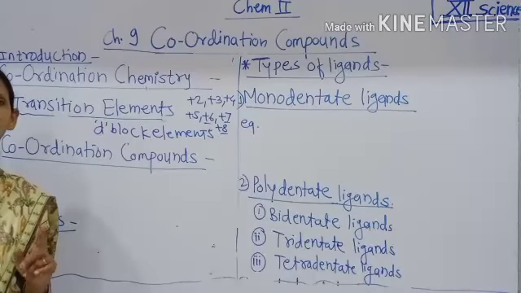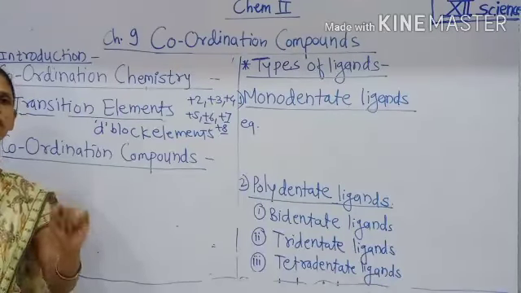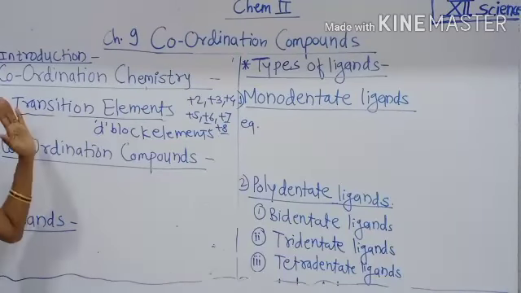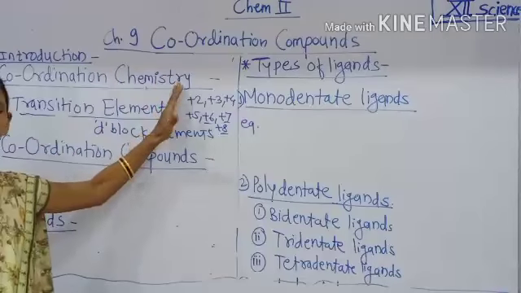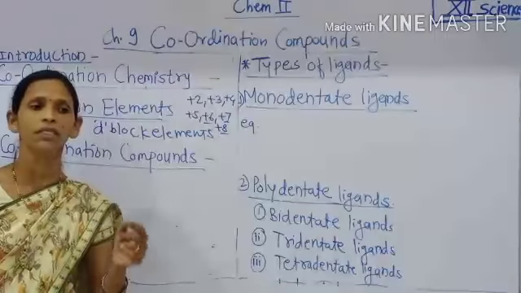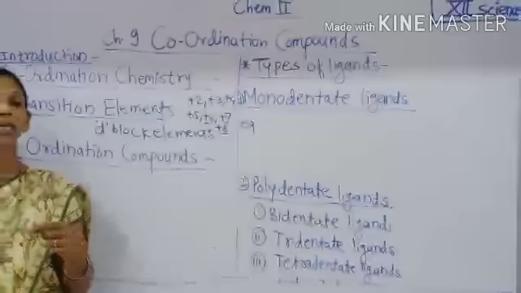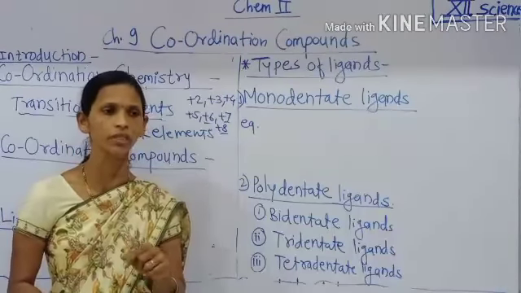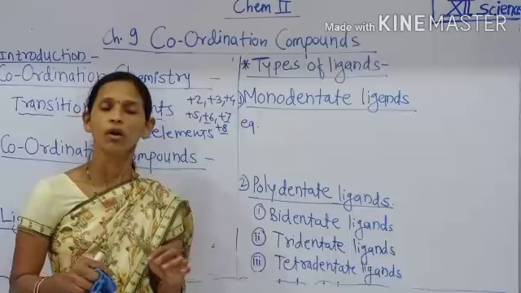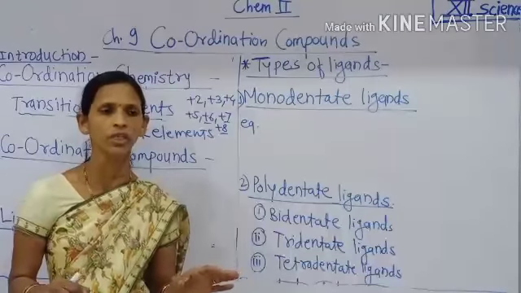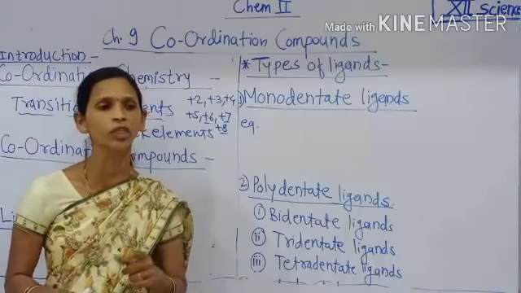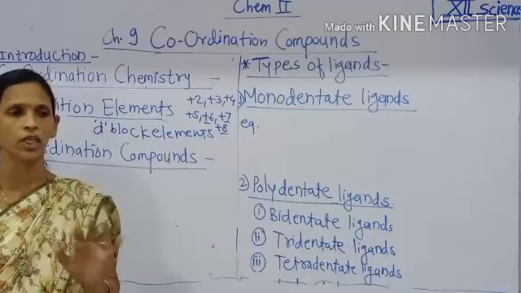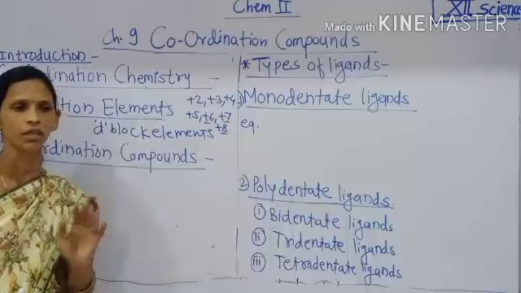And complex compounds are nothing but coordination compounds. Then what is coordination chemistry? Coordination chemistry is a branch of chemistry which deals with the study of coordination compounds. That means the study of all types of coordination compounds and the terms related to them is called coordination chemistry.